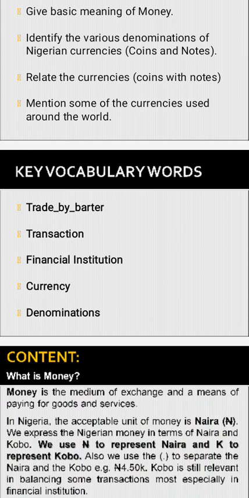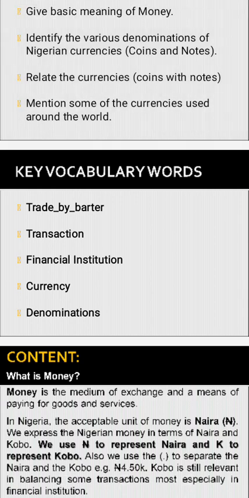Then transaction is a process in which a form of exchange is done, like give and take, goods and services. Something must exchange hands. It means that we have transacted a business. The other one, financial institution, refers to banks, where money is traded, whether in form of paper or digital. Financial institutions deal with money.